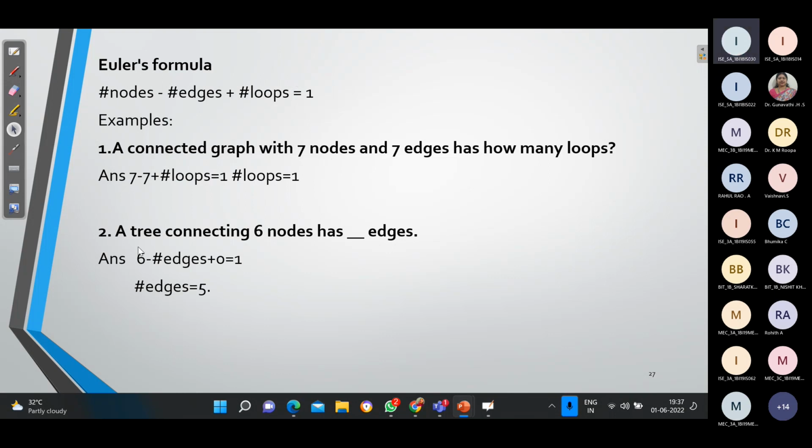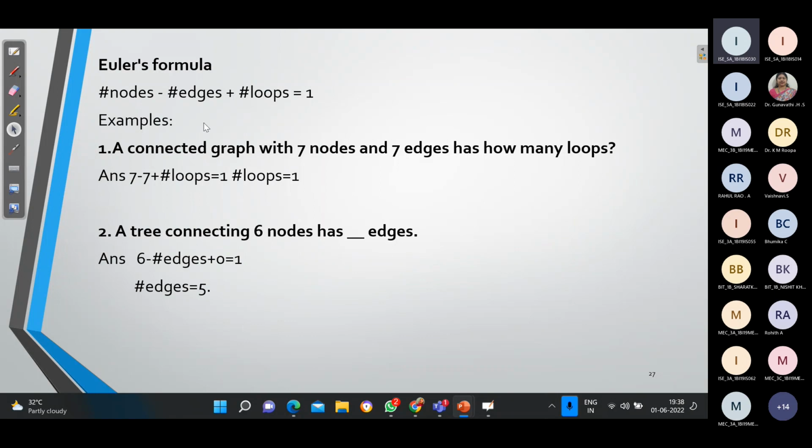Next question we'll see. A tree connecting 6 nodes has dash edges. How to find this? A tree will not contain any loops, so the number of loops will be 0. The nodes are given, and we have to find the edges. So 6 minus edges plus 0 is equal to 1. If we shift the edges to this side, 6 minus 1 will be 5. So the number of edges will be 5.